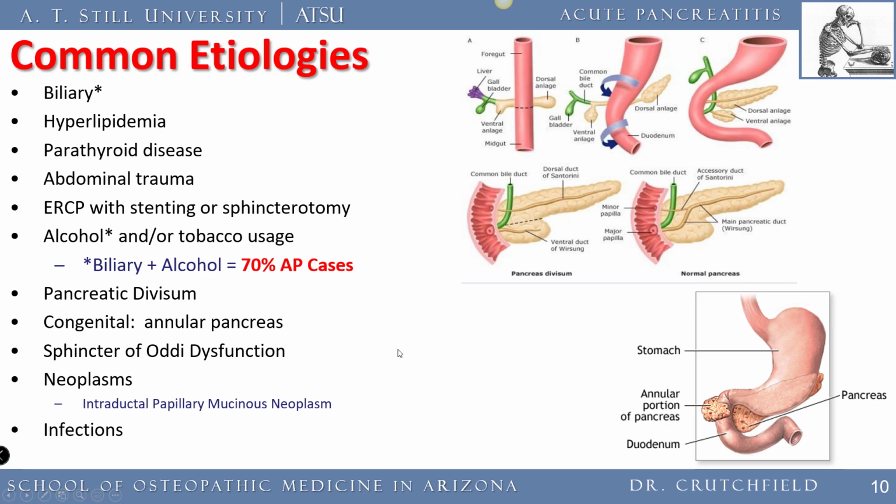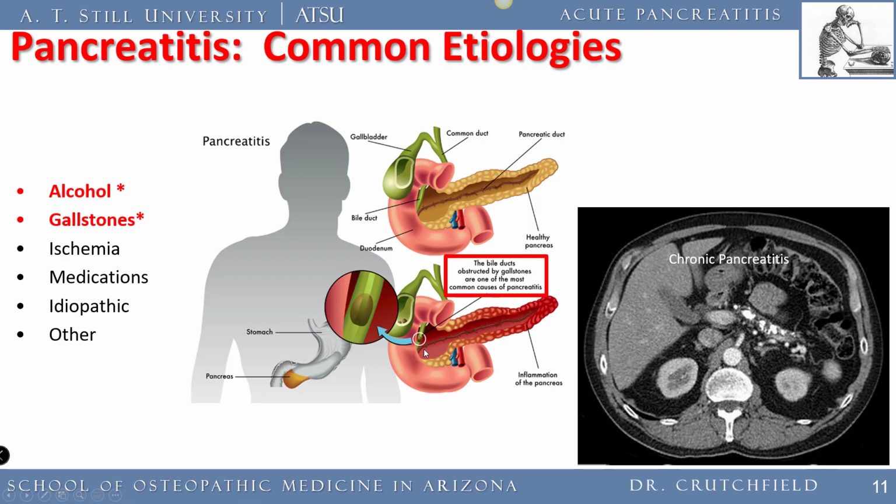And of course, infections of the pancreas can also cause pancreatitis. And then there's something called autoimmune pancreatitis. So let's take a look one more time at what we can see here with some of the common etiologies of pancreatitis. So of course, we've mentioned alcohol, gallstones, low blood flow from shock. There are a couple of medications that can really cause it. Hyperlipidemia, hypercalcemia. Sometimes people get it and we have no idea why they get it.